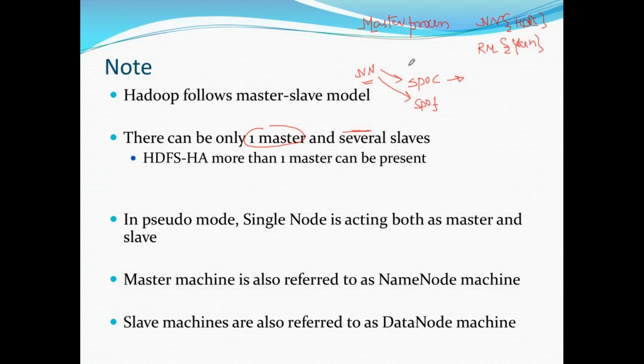Similarly, resource manager is also a single point of contact and a single point of failure. What does it mean? Resource manager is your YARN master. YARN stands for Yet Another Resource Negotiator. When you are submitting any kind of job, every request has to go through the resource manager. That means it's a single point of contact. It is also a single point of failure, which means that if the resource manager is not running, you will not be able to submit MapReduce jobs. Correct.